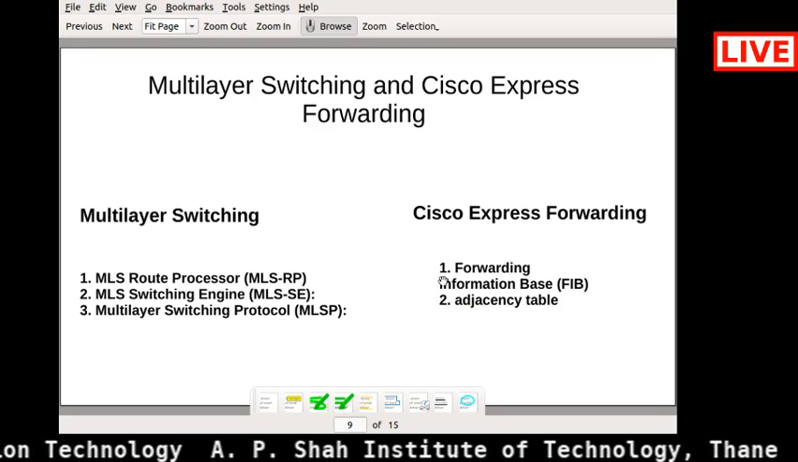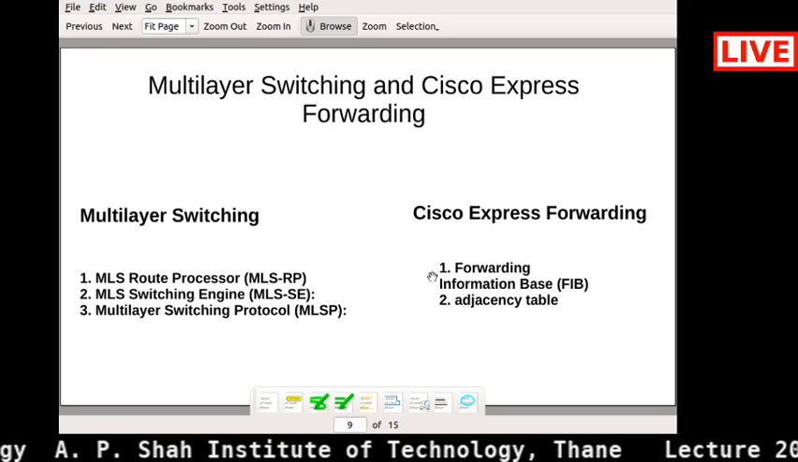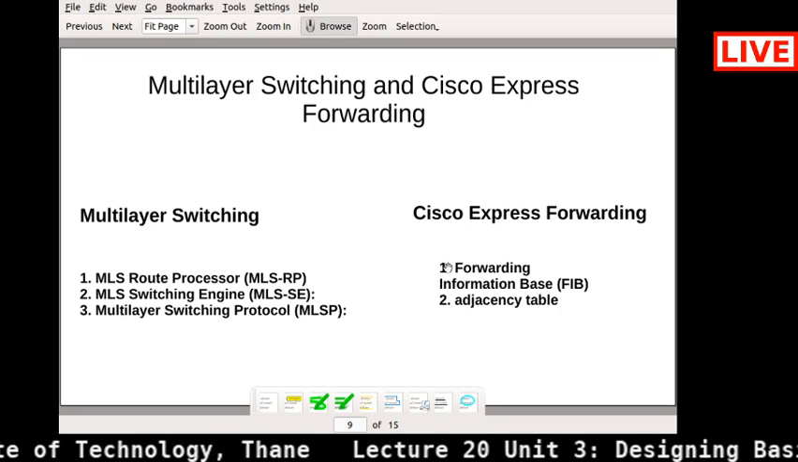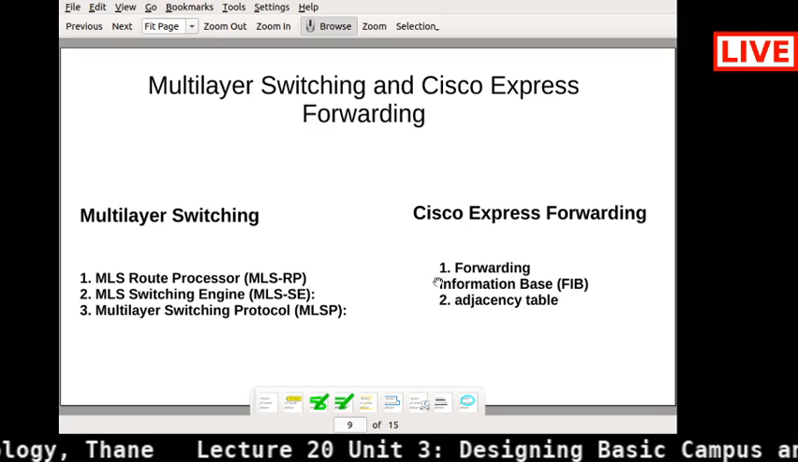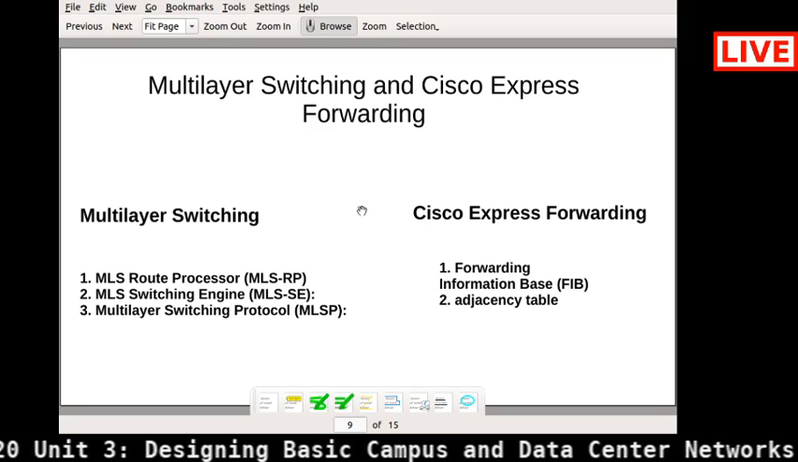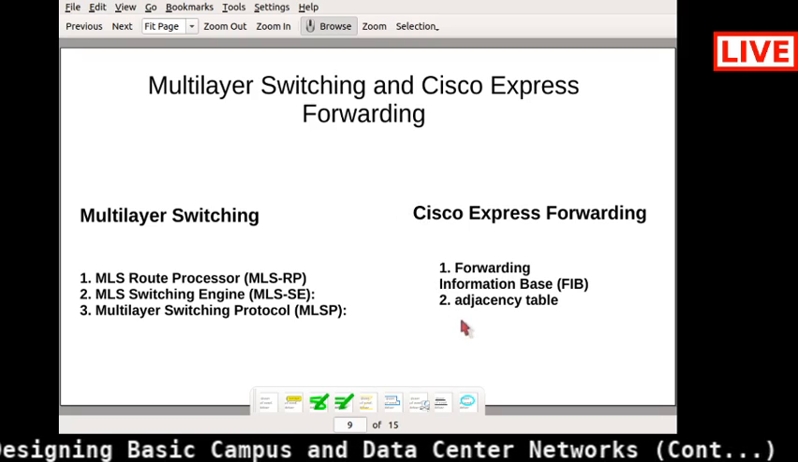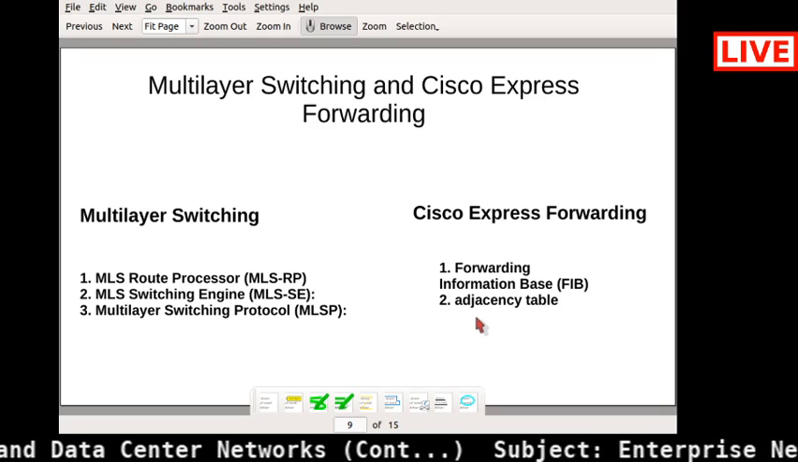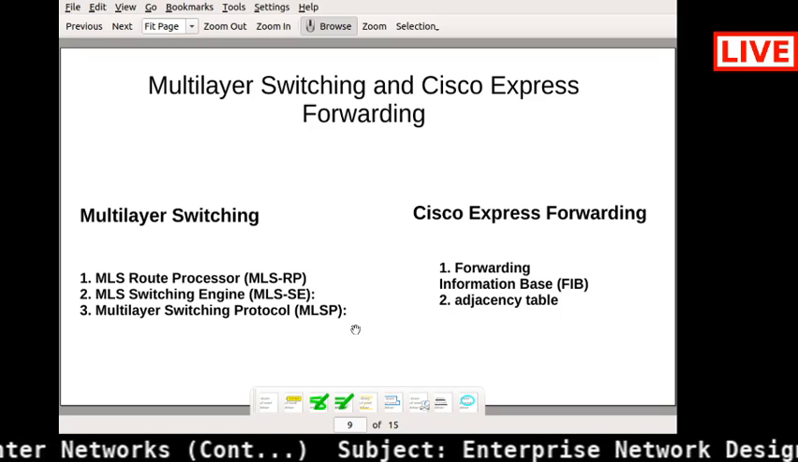So for example, if you are doing multi-layer switching or layer 3 switching, then we use the forwarding information base, the FIB, for Cisco Express Forwarding. And if we are doing layer 2 switching, then we use the adjacency table for the layer 2 information part. So these things you must know.